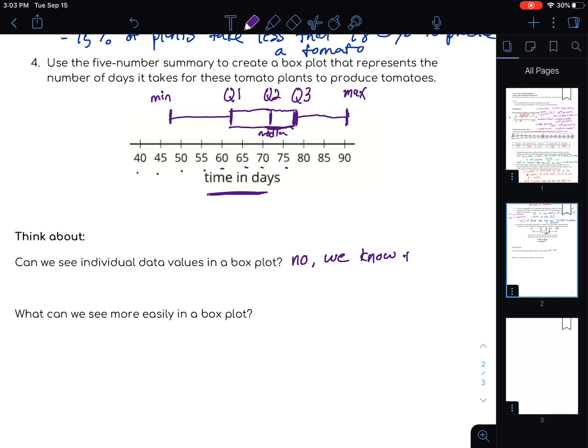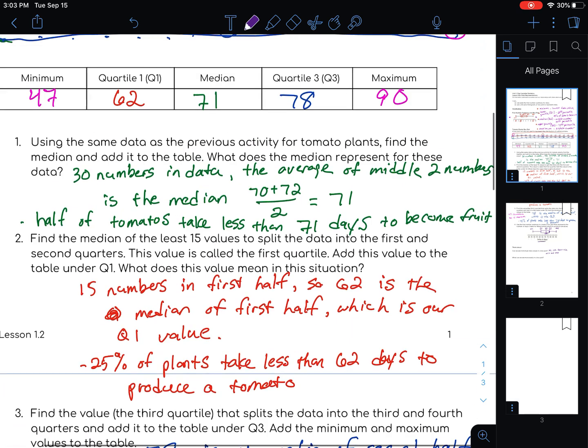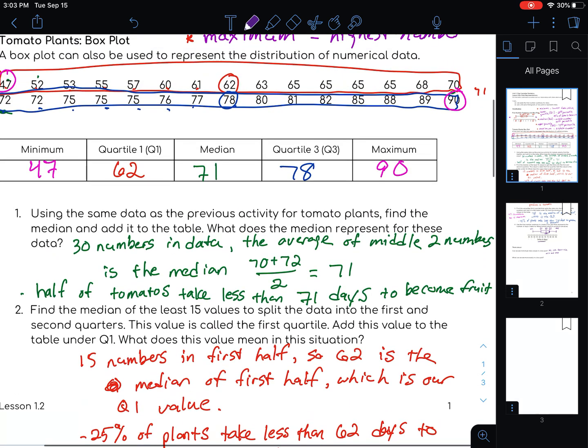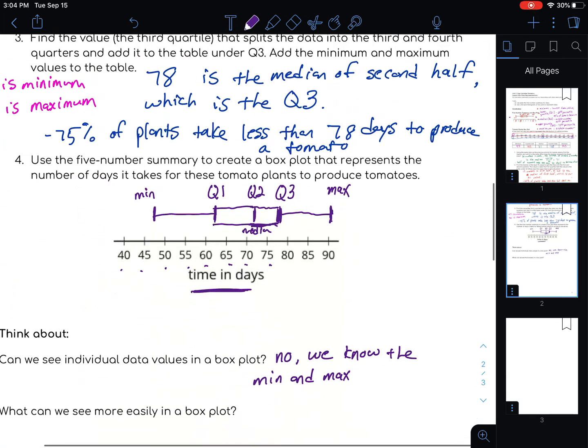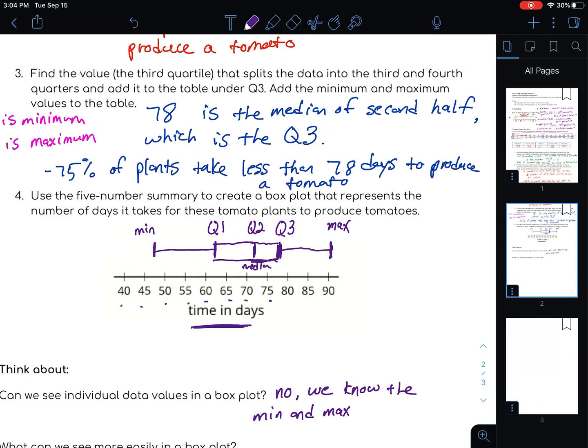we know the min and max, and we know the median, but the median may or may not be one of the numbers in our data set. Notice that 71 was our median, but that was not one of the numbers in our set. It was the average of the middle two. So no, we know the min and the max. Oops, almost lost it there.